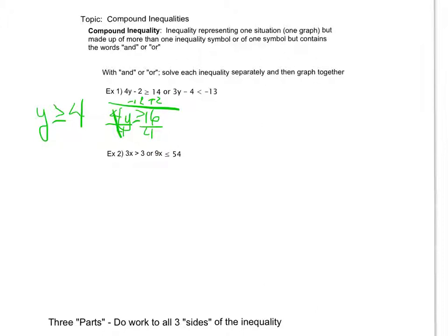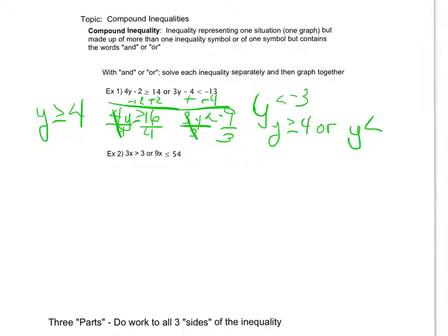Or, solving the other one by adding 4, 3y is less than negative 9. Dividing by 3, so y is less than, whoops, not or equal to, just less than. Y is less than negative 3. So I end up with the sentence that y is greater than or equal to 4, or y is less than negative 3. So when I go to graph that, I need to make sure I have both 4 and negative 3 on my graph.